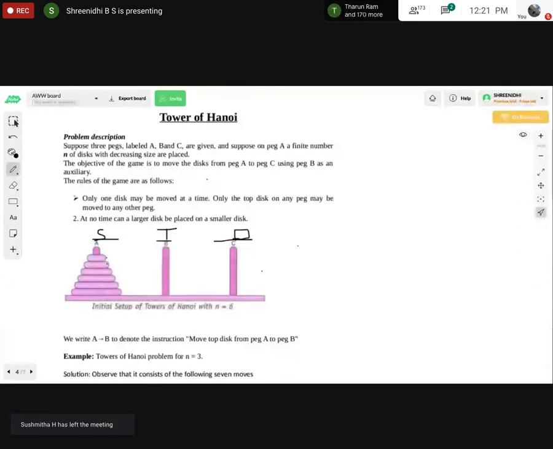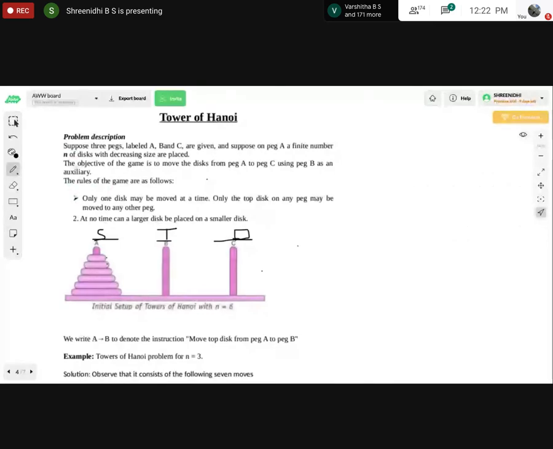At a time I can move only a single disk. And the second condition is that I cannot place a larger disk on a smaller disk. But I can place a smaller disk on a larger disk. These are the two very important conditions. The first condition is that only a single disk can be moved at a time to the temporary destination, and I cannot place a larger disk on a smaller disk. This is your condition. Got it?